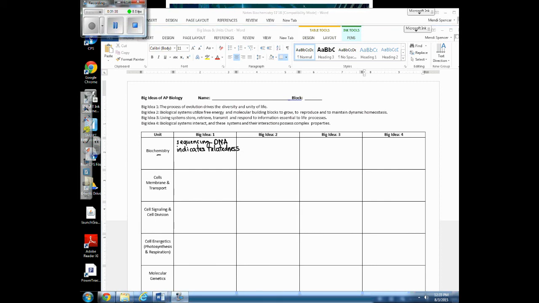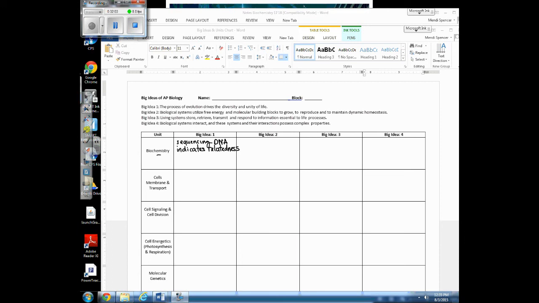Now, I'm choosing to write this in this box for two reasons. One, this is a fact that's easy for me to recall, and I can also add to this idea. I know that if we sequence the DNA, and the DNA between two organisms is very similar in base sequences, then that indicates that these organisms are more related, or there's a very recent common ancestor between the two.